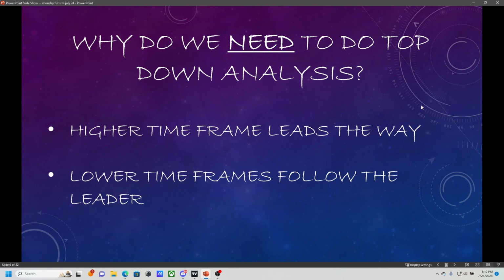The next question was, why do we need to do top-down analysis? Essentially, the higher time frame is the leader of the pack. You have the higher time frame, and all the lower time frames will follow what that higher time frame is doing. No matter what time frame you're trading on, you need to know what the time frame above you is doing: if it has taken liquidity, where levels would be, where targets would be. That's why it's so important to not just be on one time frame. Even if you're trading on one, you need at least an understanding of where the bigger picture is.